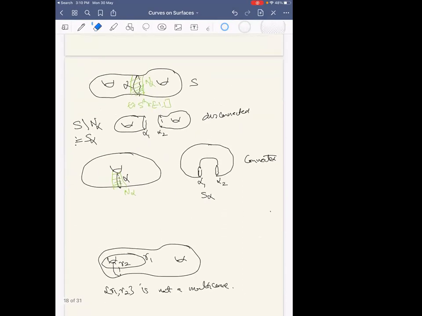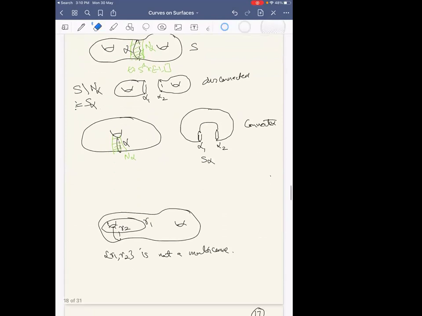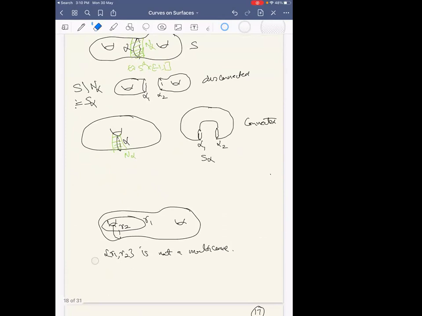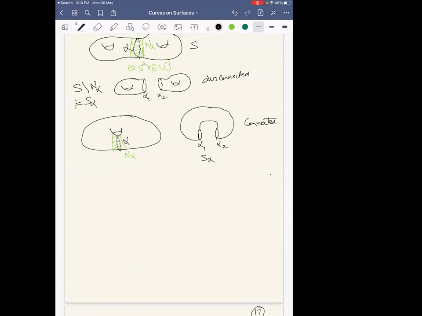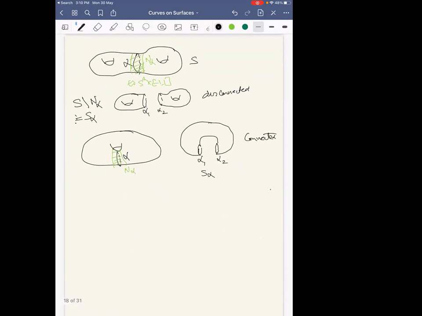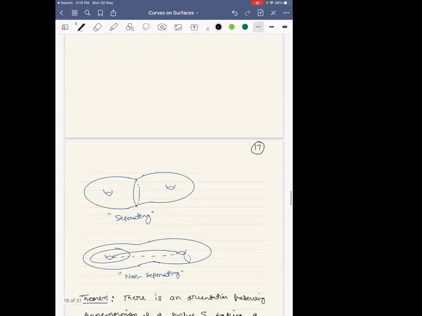Maybe you can next ask how many non-separating curves there are up to free homotopy, or maybe some more equivalence is required. There are infinitely many, of course. But if you mod out by some equivalence, you will get only finitely many. So let's see what that is.